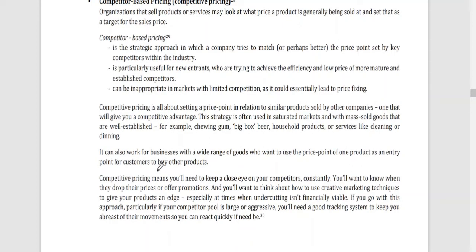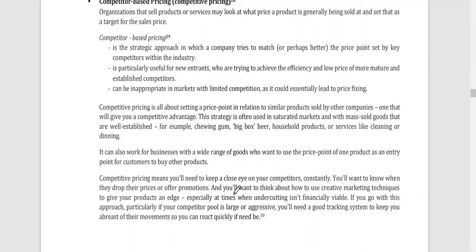It can also work with businesses with a wide range of goods who want to use the price point of one product as an entry point for customers to buy other products. So in competitive pricing, you will need to keep a close eye on your competitor. So bantayan yun mo kung pila man ilahang pricing.